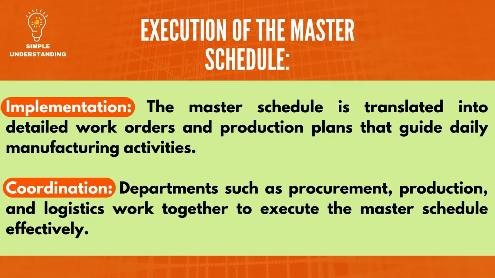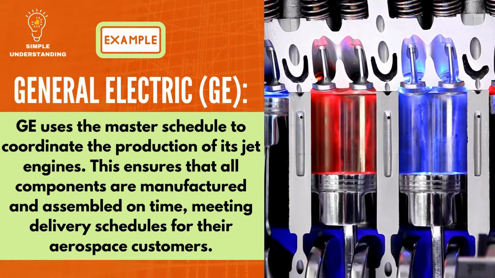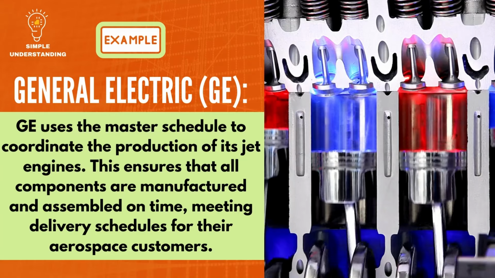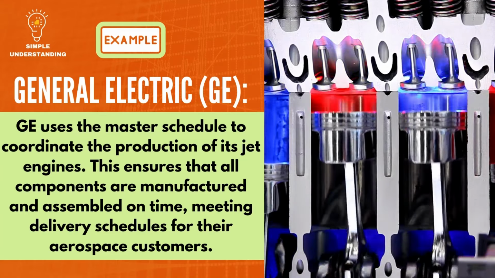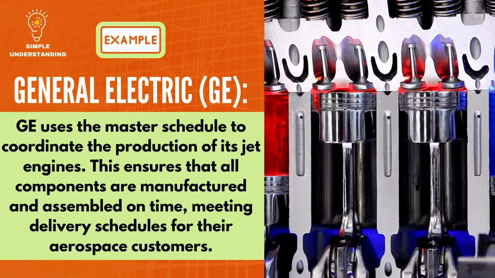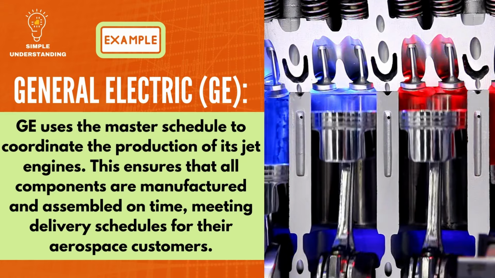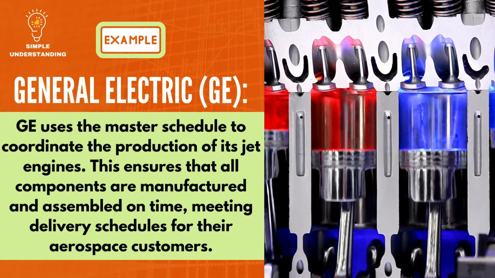Key topics. 1. Execution of the master schedule. A. Implementation. The master schedule is translated into detailed work orders and production plans that guide daily manufacturing activities. B. Coordination. Departments such as procurement, production, and logistics work together to execute the master schedule effectively. Example: General Electric, GE. GE uses the master schedule to coordinate the production of its jet engines. This ensures that all components are manufactured and assembled on time, meeting delivery schedules for their aerospace customers.